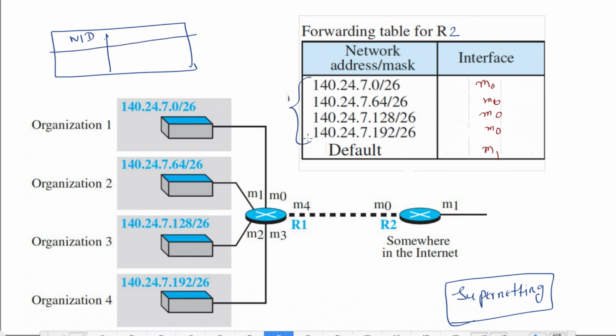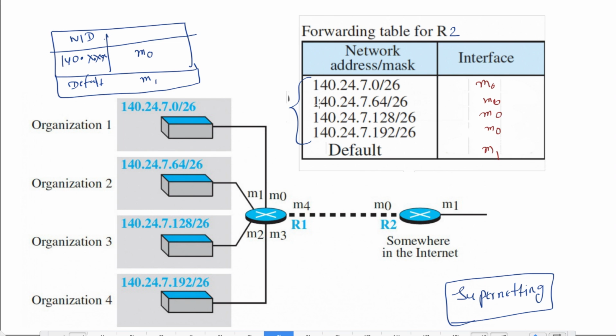Instead of these four rows, it can just have one row that says if the network ID starts with 140, if it starts with 140.x.x.x, then the interface should be M0. Otherwise, the interface should be M1. Isn't it fair enough? Because everything is starting with 140. That is one idea, but it is not very precise.